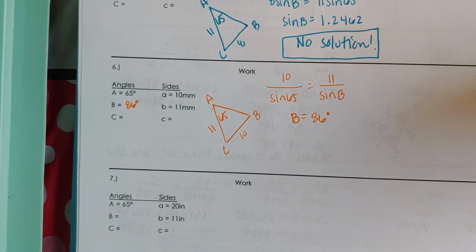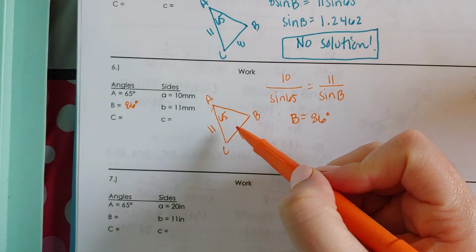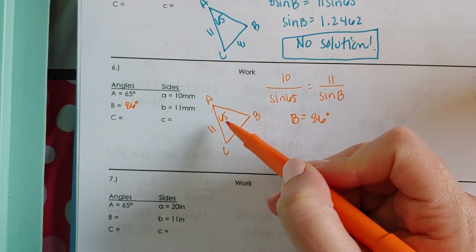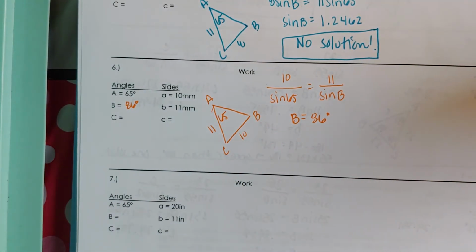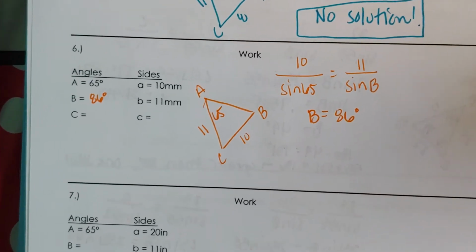Okay, and then I'm going to check for a case 2. When it's a side-side-angle, which all of these are, you're going to always check for a case 2 if you get a solution. We didn't do that in number 5 because there was no solution, but now there is a solution, so we're going to check for it.